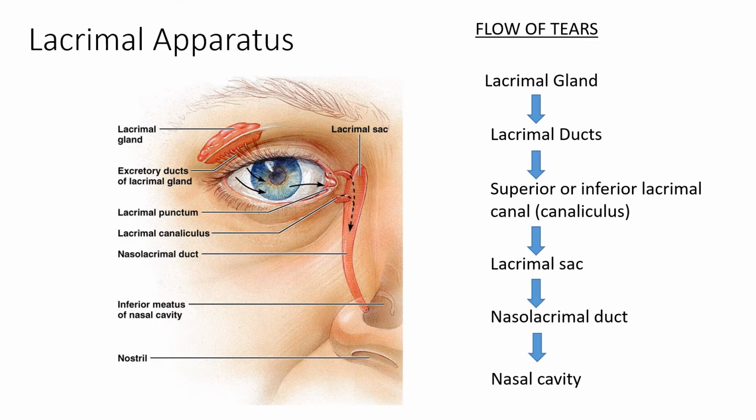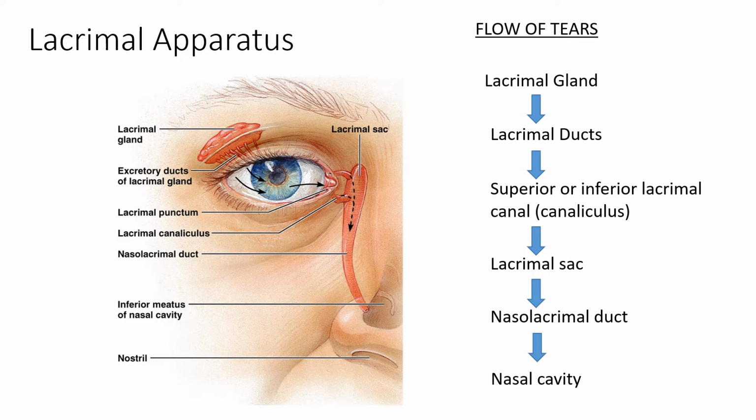There's a few steps there that I'm not too concerned about, that you don't really need to know. But if you know the lacrimal gland, lacrimal sac, nasolacrimal duct, you're golden. I would say that's pretty good. Those are the major components of the lacrimal apparatus. Now, the tears flow into the nasal cavity.